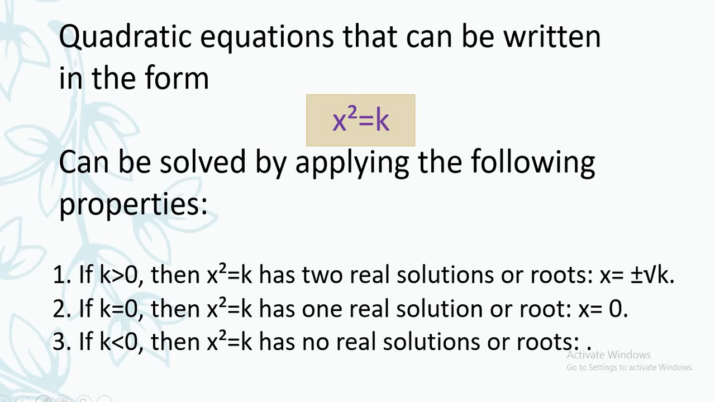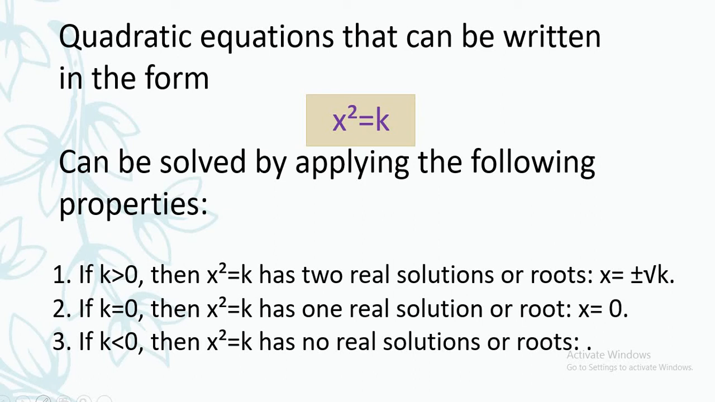How about if your k becomes 0? Then x squared is equal to k has one real solution or root, and that is x is equal to 0. Now what happens if your k is less than 0? What are the numbers less than 0? Of course, all negative numbers. Then x squared is equal to k has no real solutions or roots.